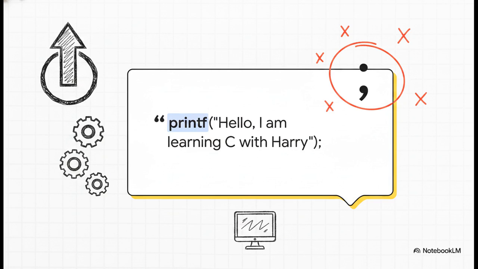In English, we end a sentence with a period. Well, in C, every single instruction must terminate with a semicolon. If you forget it, the compiler gets completely confused and will just throw an error.